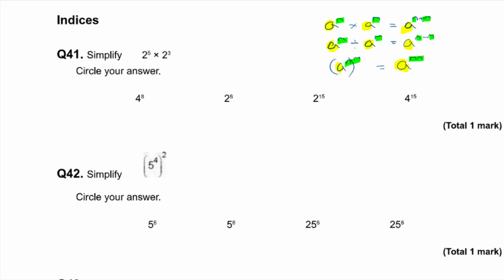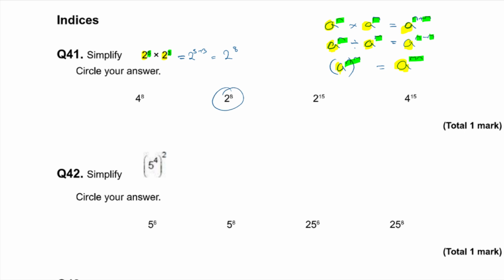So first up, we've got question 41. It's simplify 2 to the 5 times 2 to the 3. So you can see I've got 2 numbers with the same base, 2 and 2, and I've got indices on both of them, and I multiply them together. So our first rule says we need to add the indices. So 2 to the 5 times 2 to the 3 is going to be 2 to the power of 5 plus 3. That's 2 to the power of 8, isn't it? It's that one there.